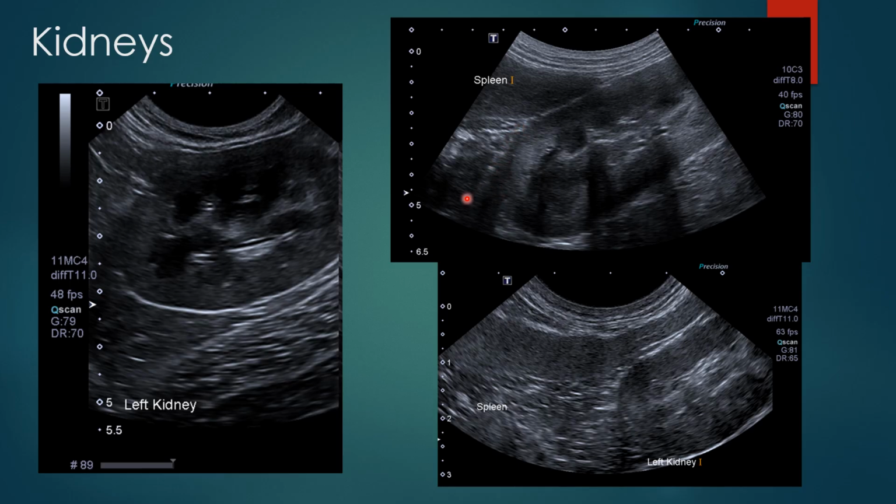For kidneys especially, you want to try to take both transverse and sagittal images. So in a sagittal plane, the kidney is going to be as elongated as possible. And then when you turn your probe in a transverse plane, you're going to get this cross section, shorter plane of the kidney showing the renal pelvis centrally.